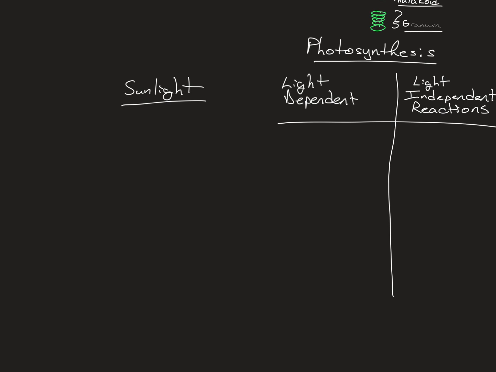White. Are we just going to guess? White is not a color. It's a combination of all colors. Sunlight is white. White light is all the colors put together. I thought it was yellow.